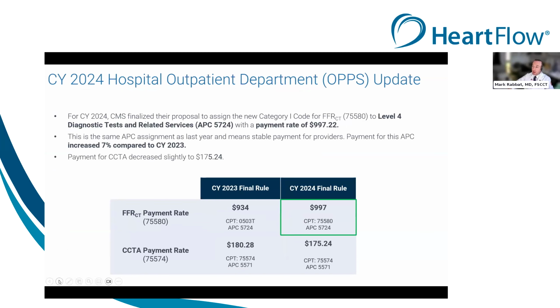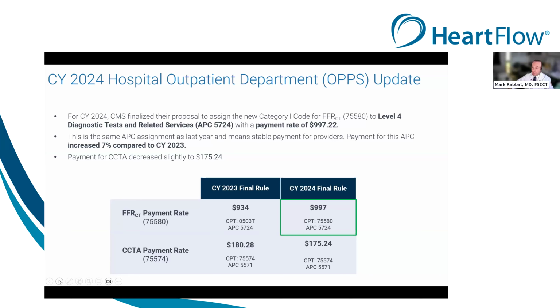Now, the hospital outpatient department updated in 2024, and CMS finalized a proposal to assign the new Category 1 code for FFRCT 75580 to a Level 4 diagnostic test and related service under APC 5724. And the payment rate is $997.22. And this is the same APC assignment as last year and means stable payment for providers. And payment for this APC actually increased 7% compared to 2023.